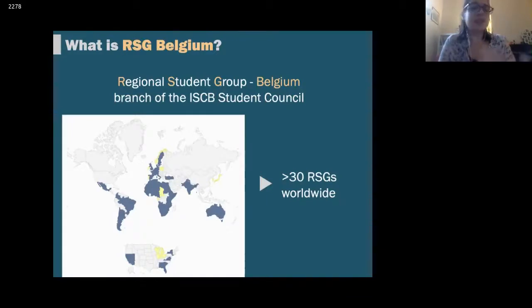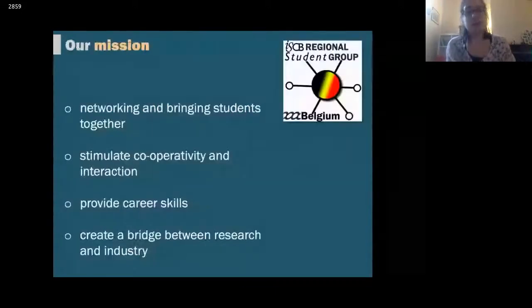At the moment, this is an old picture actually, there are more than 30 RSGs worldwide. So if, for example, you're attending from a different country, feel free to search for the regional student group in your country. It's most probable that there will be one there that organizes events for you and helps you network. The mission of RSG Belgium is to provide networking opportunities and bring students together from different institutes to stimulate cooperation and interaction between them, also to provide career skills with our seminars and workshops, and if possible, to create a bridge between research and industry.